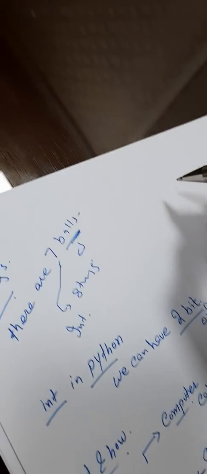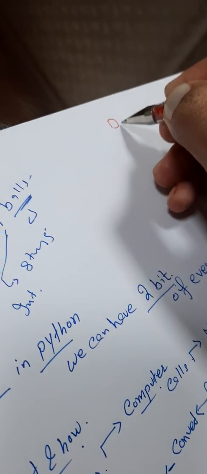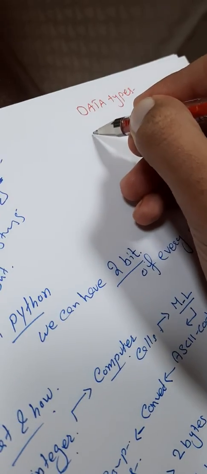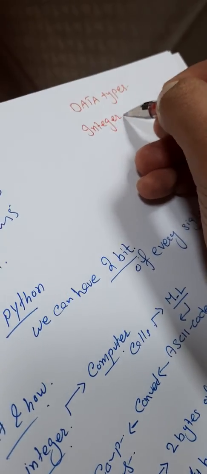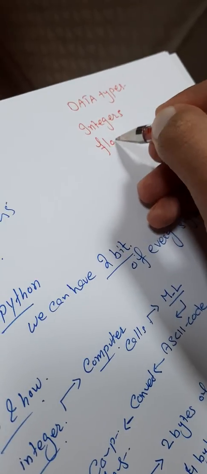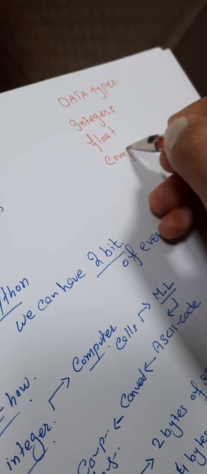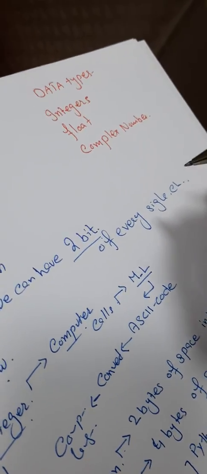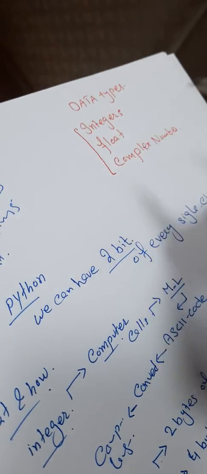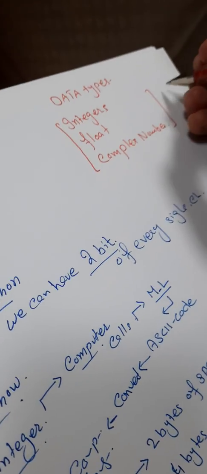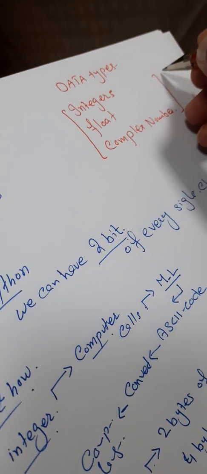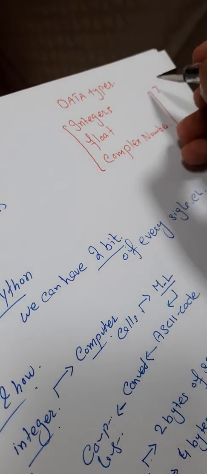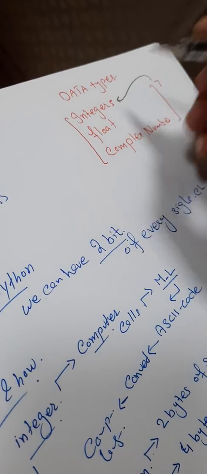Now let's take a look at what data types we have. We have integers, float, and complex numbers. Now these are the three data types. Whenever we say 7 without a decimal point, it belongs to an integer. This 7 belongs to an integer.